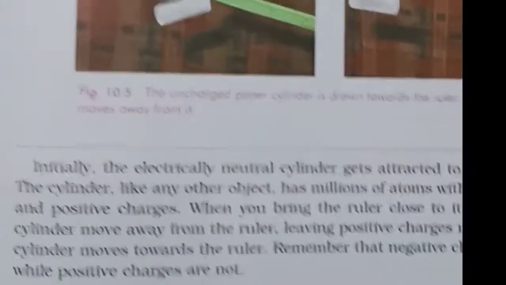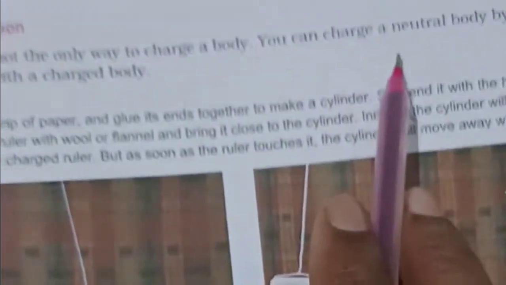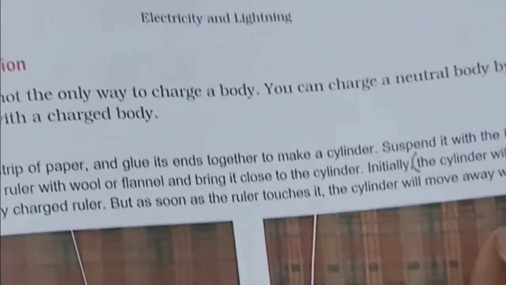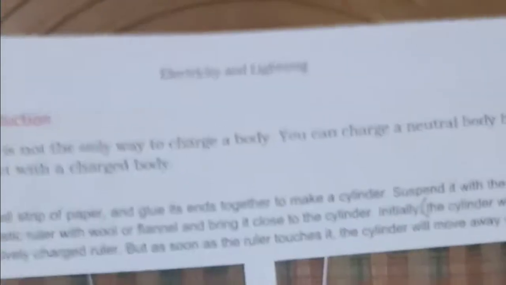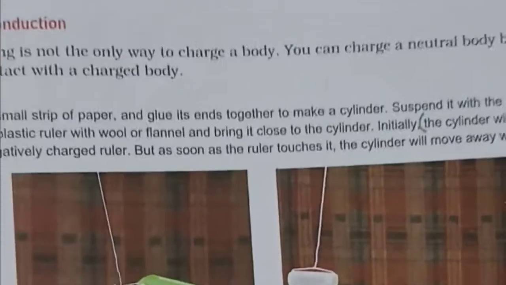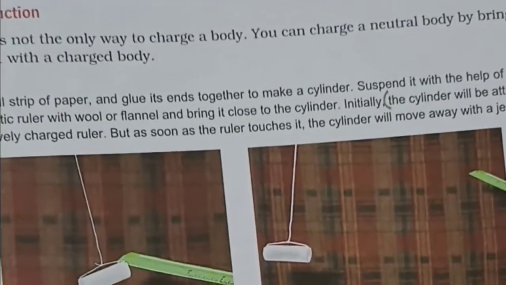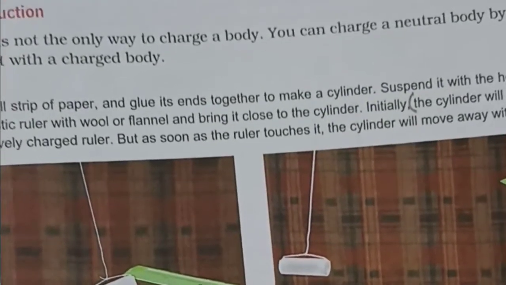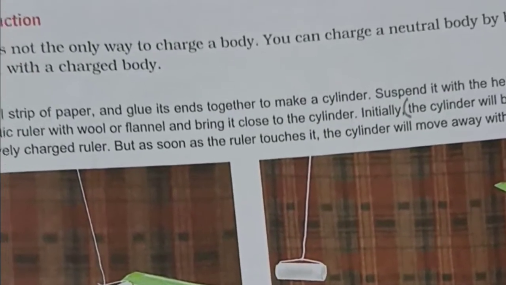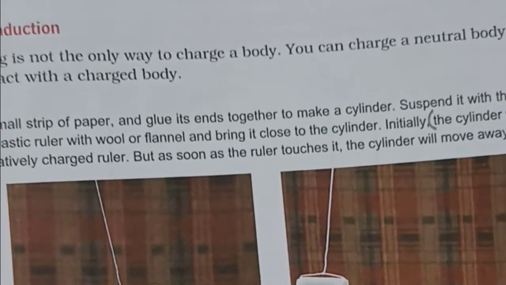Now another method is charging a body by conduction. That means rubbing is not the only way to charge a body. We can charge a neutral body by bringing it in contact with a charged body. So by rubbing, when we charge a body, both acquire equal and opposite charge. Now we will charge by the conduction method. So first let us perform this activity.